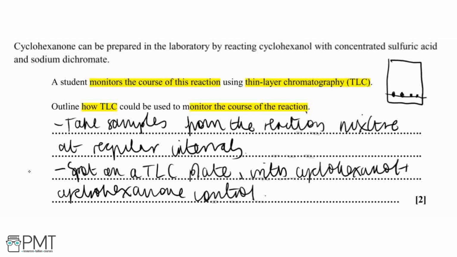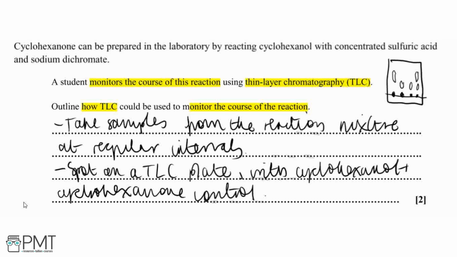And then we will get our pattern for our cyclohexanone and our cyclohexanol, which could look something like this. And then what will happen is, throughout our reaction, as our cyclohexanol reacts, we will start to see less of the cyclohexanol and more of the cyclohexanone. So you might see a mixture of the two, and then as our reaction is nearing completion, we will only see spots for cyclohexanone there.